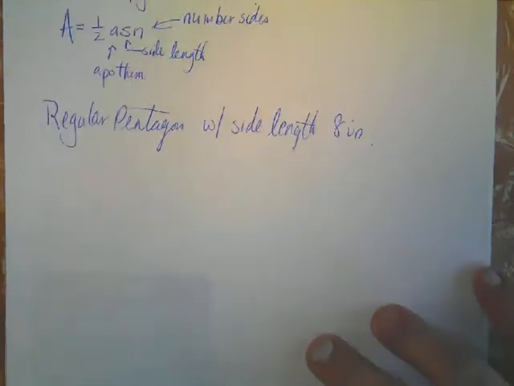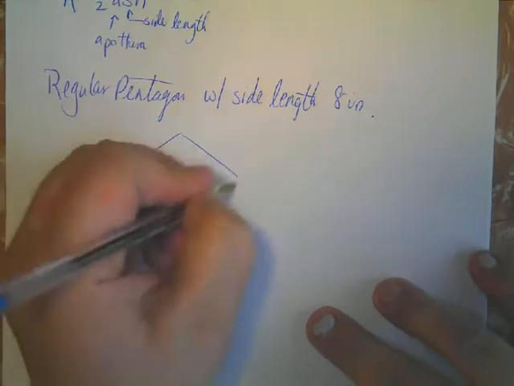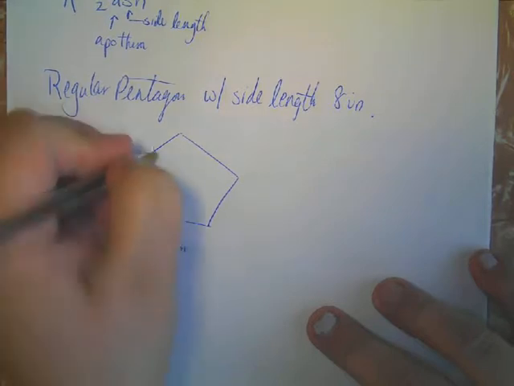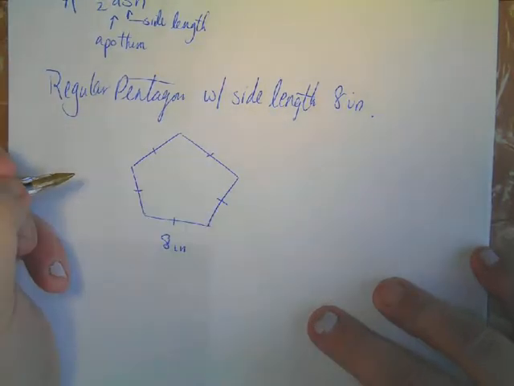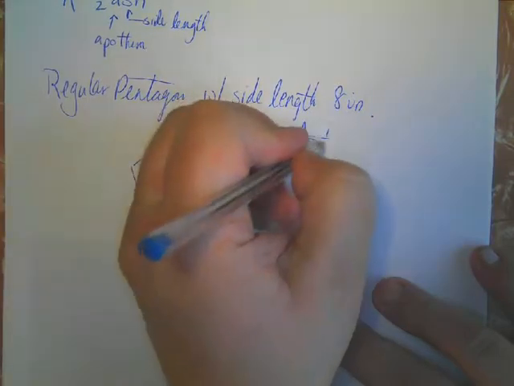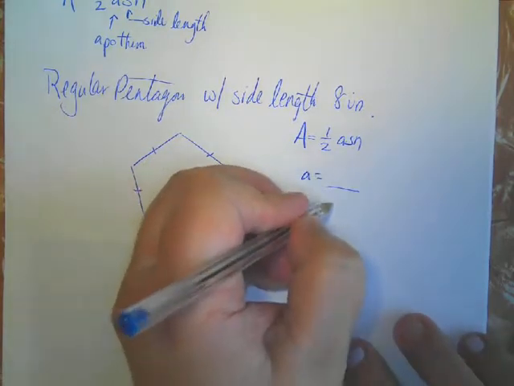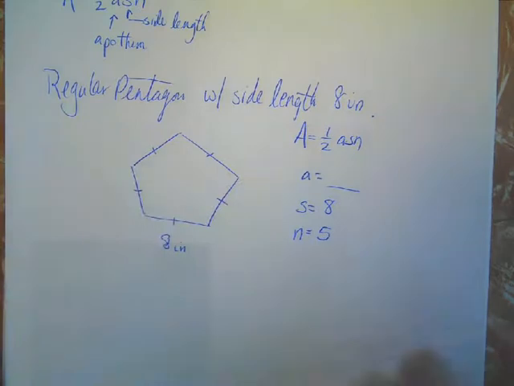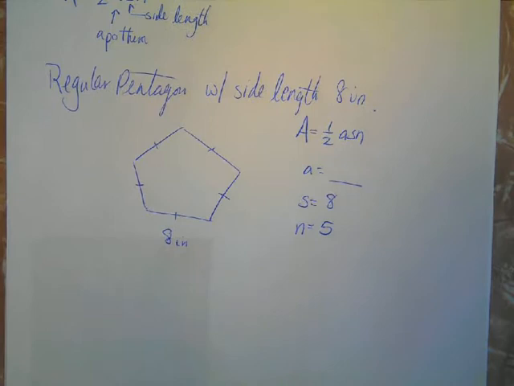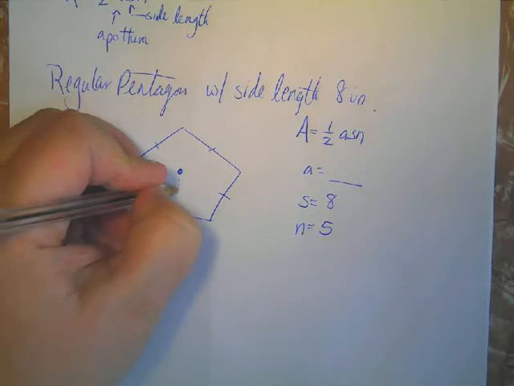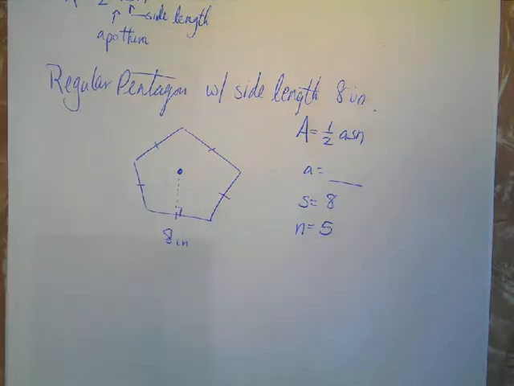If we have a regular pentagon, it looks something like this. All the side lengths are 8 inches, and because it's regular, those are all the same. So for our formula, 1/2 ASN, we do not know the apothem, we do know the side length, and we do know the number of sides, because it's a pentagon. The tricky part is finding that apothem. The apothem is the distance from the center of the shape perpendicular to the side.